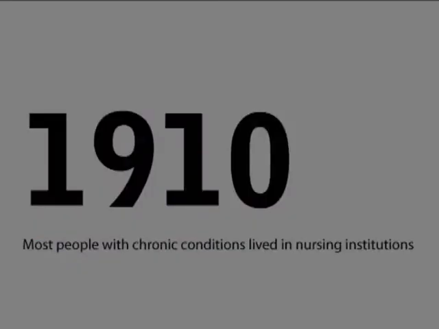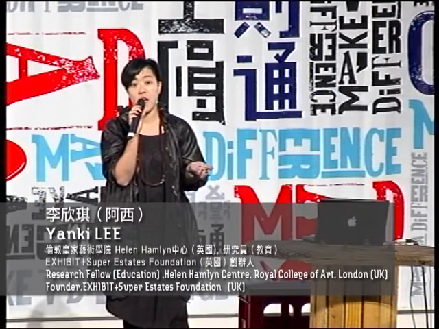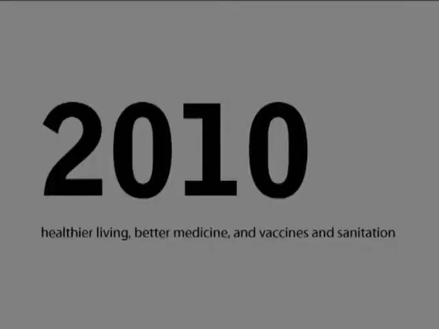In 1910, most people had chronic disease. They needed to stay in hospital or care homes. But now people have medicine and they can be cured. So there are more and more people living with long-term disease around us. 100 years later we're healthier, we have better medicine, and we live longer. But that means we have more and more people with disability, and older people.